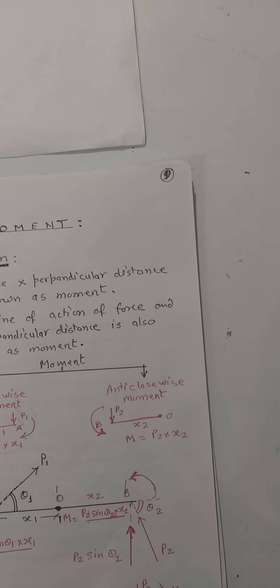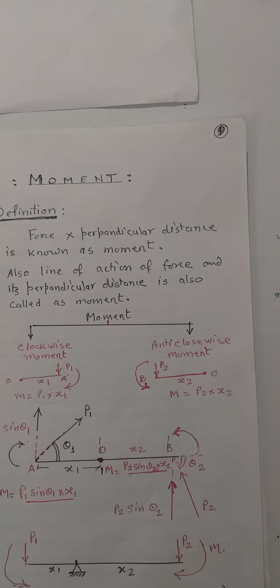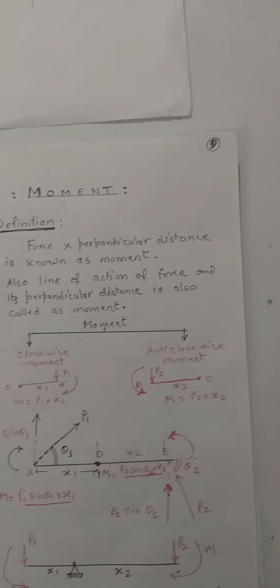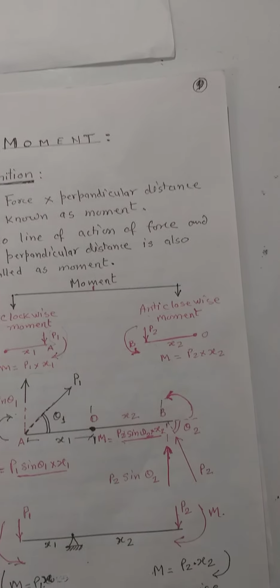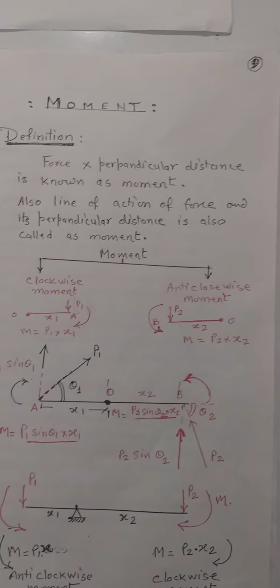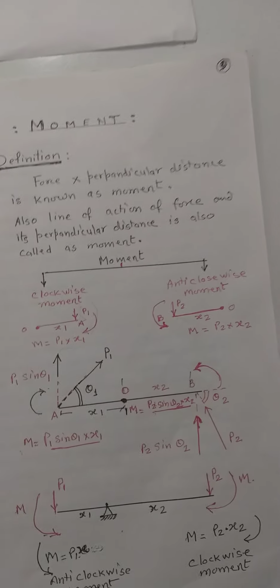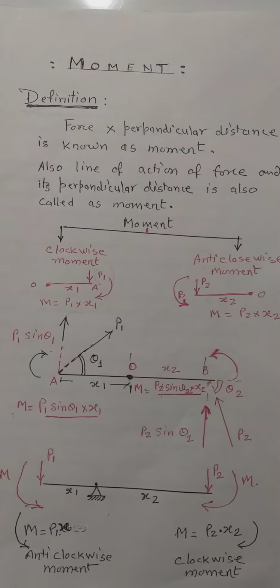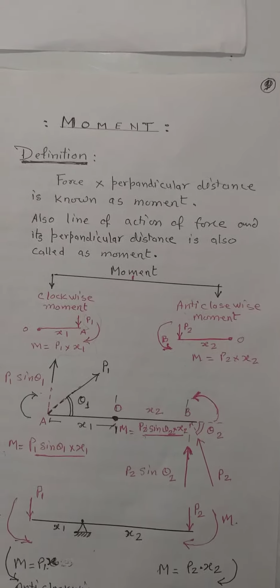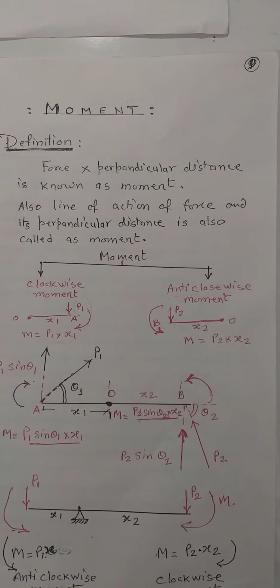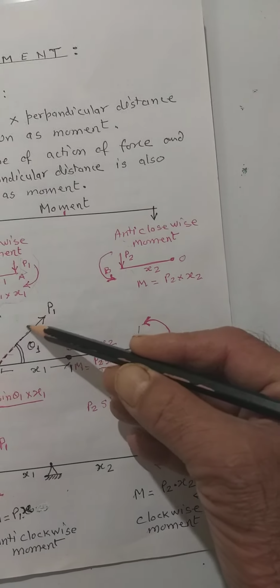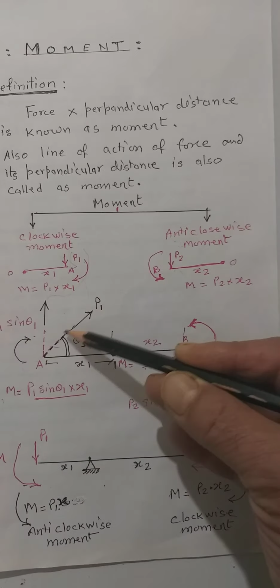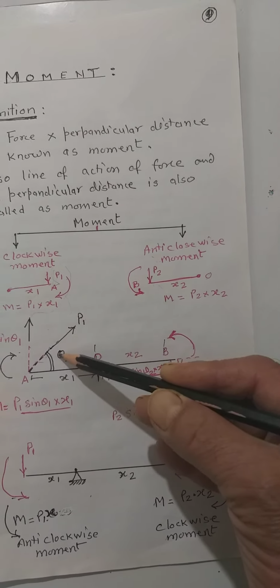What is the unit of the moment? It is the force multiplied by the distance, that is Newton mm, kilonewton meter, and so forth. But when we are talking about the force, mind it, we are talking about the perpendicular distance, force into perpendicular distance. Now here, I am giving another force which is inclined like this, with an angle theta 1.